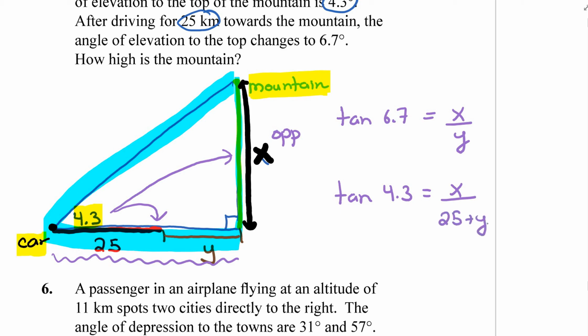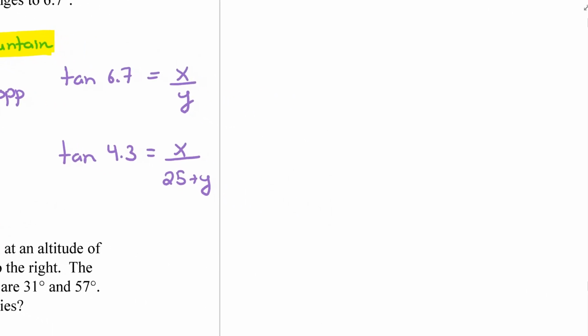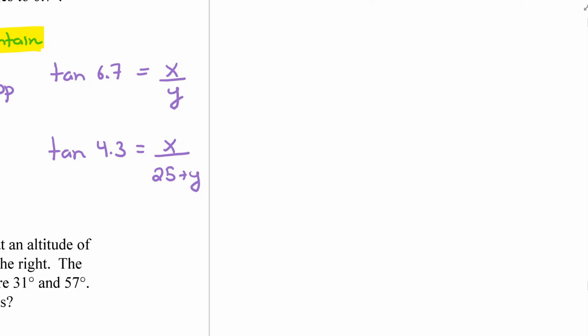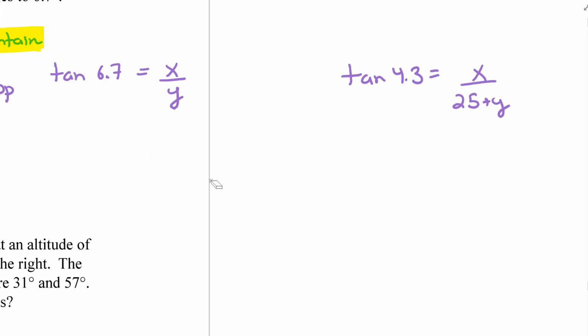All right, so those are my two trig equations, and based on them I need to do a little bit of algebra and solve for x and y. Let me start by rewriting this over here as tan of 4.3 equals x over 25 plus y. Let me erase that. This is my first equation, and this is my second equation. Let's solve for x, because x is the variable that's easier to solve for. It's easier because the y over here has that 25 there.